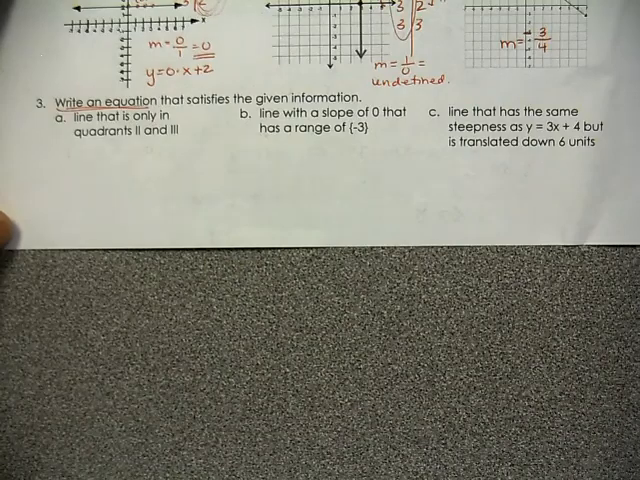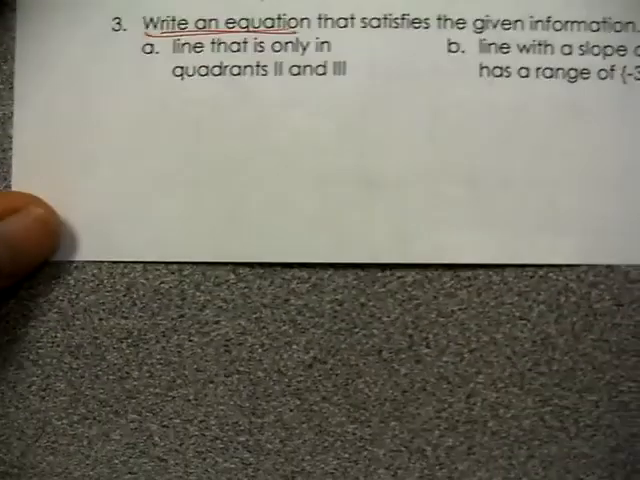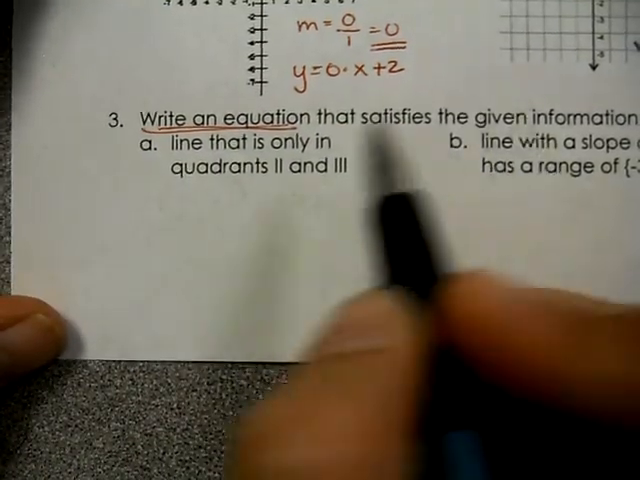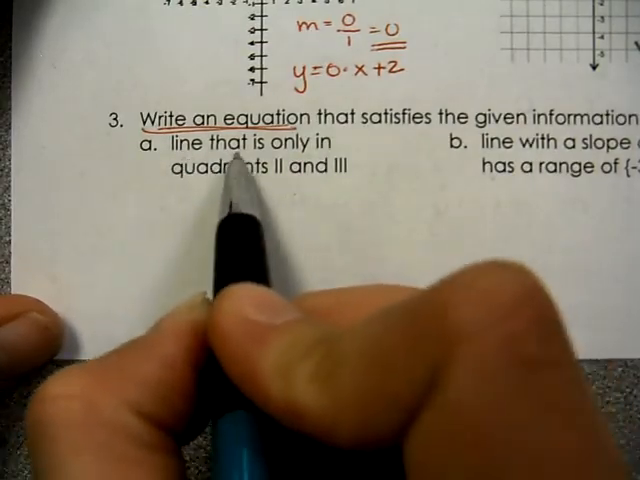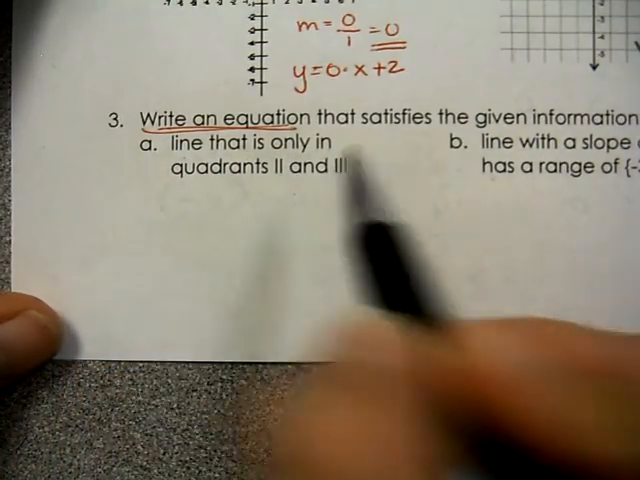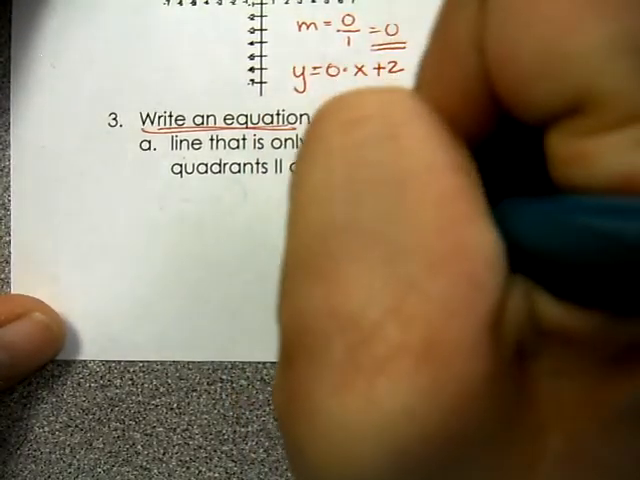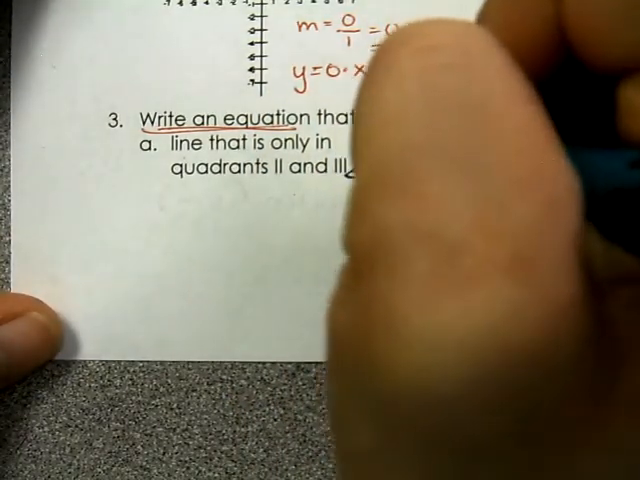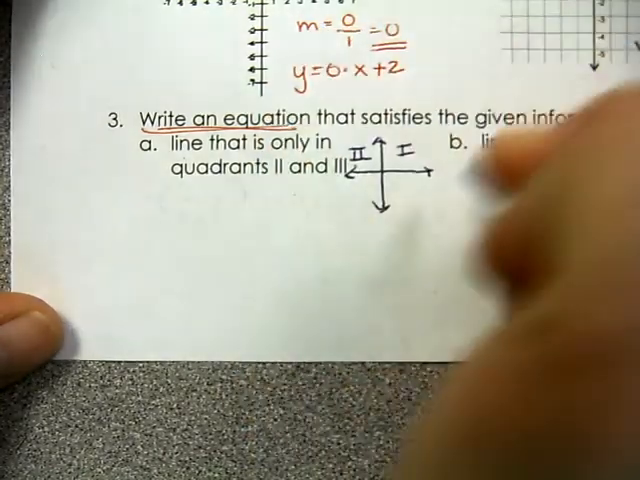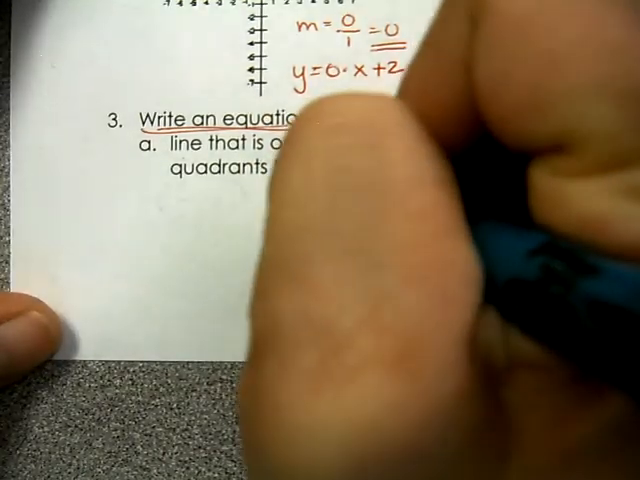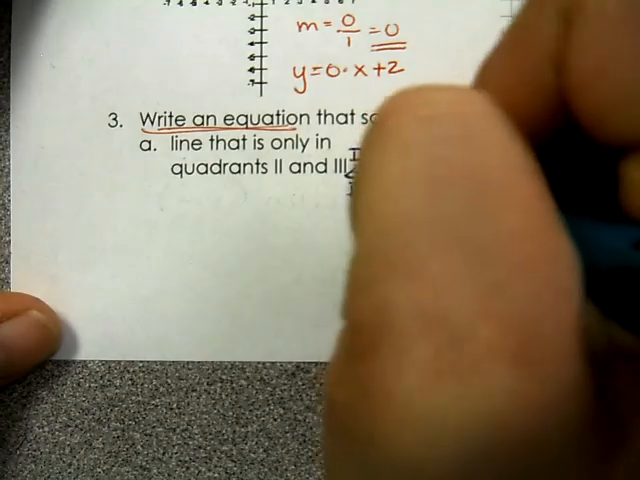All right, now that you've tried these on your own, I'm going to talk through my thought process as I try these problems. So I'm writing an equation of a line that is only in quadrants 2 and 3. Let's have a little refresher if you didn't remember. When we name quadrants, we start here in the first quadrant, and then we go counterclockwise. So that's quadrant 3, quadrant 4.